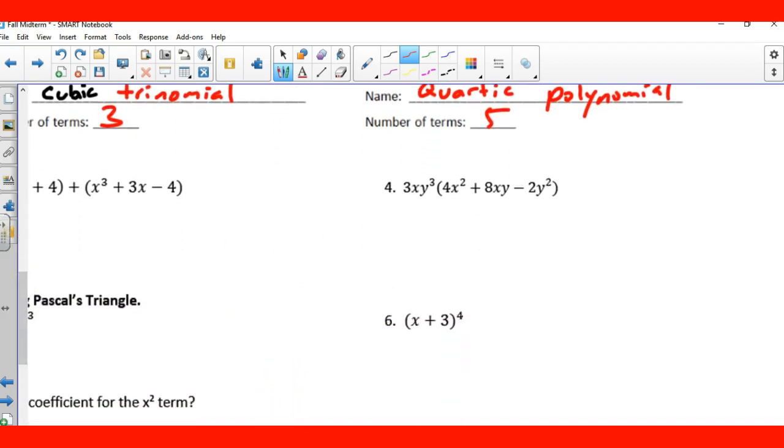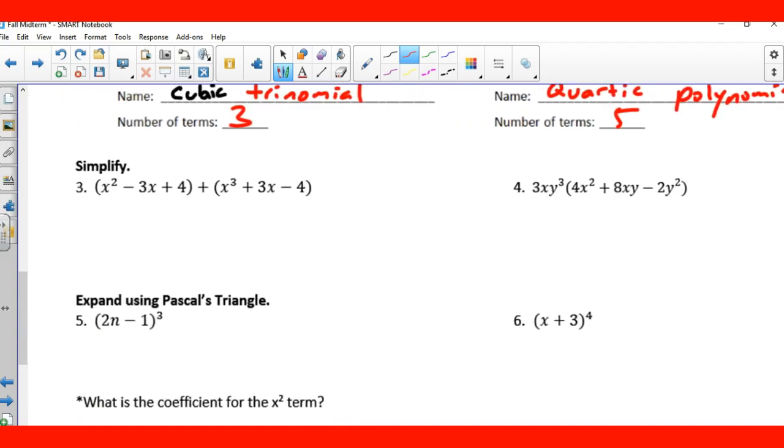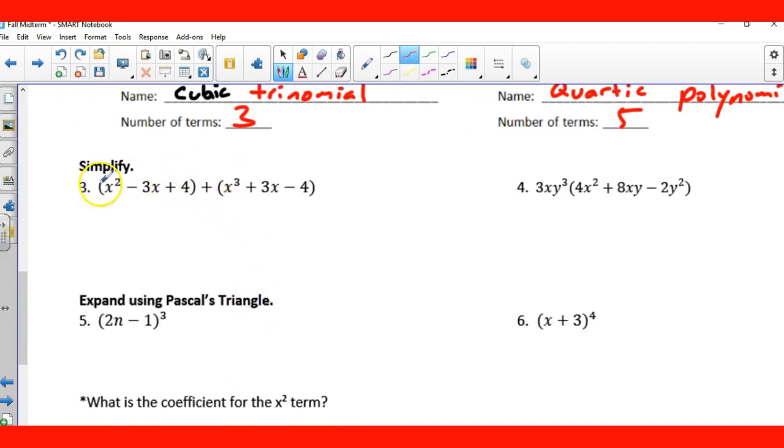Now, over here, simplify, number 3. That right there is a big addition sign. So I'm adding this polynomial to this polynomial. So I have x squared. Look, combine like terms.